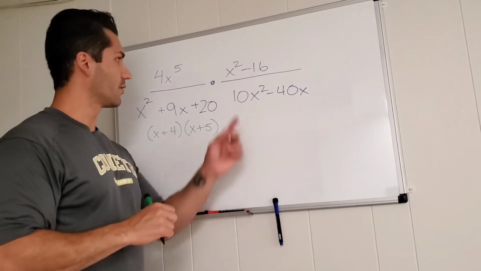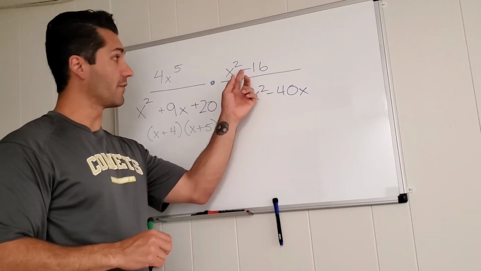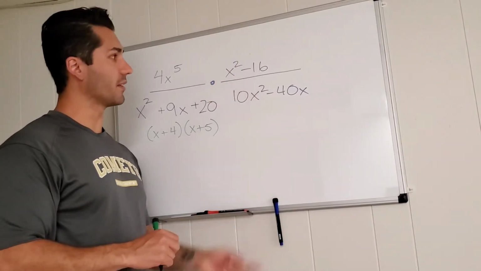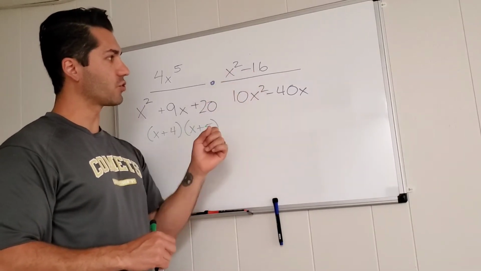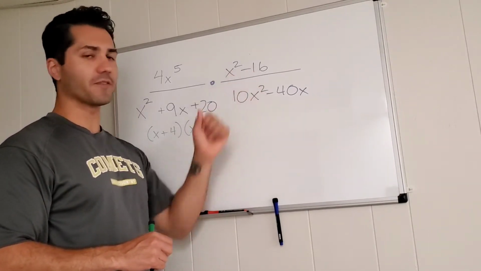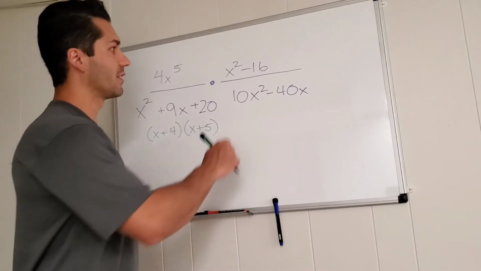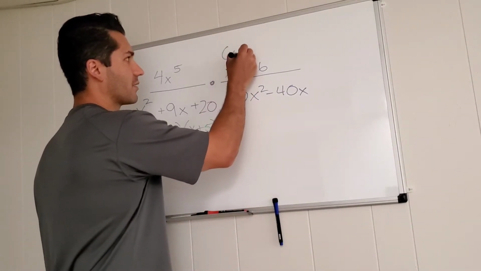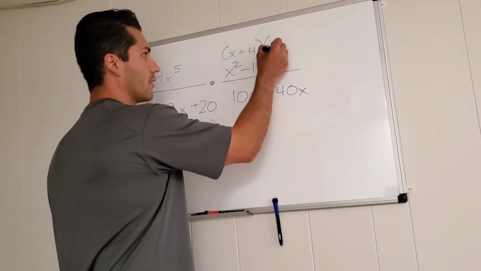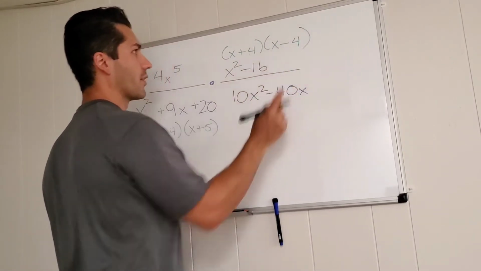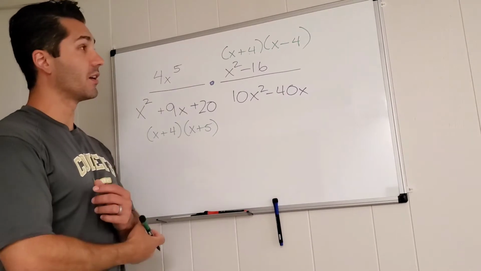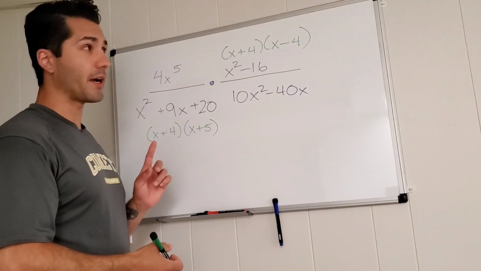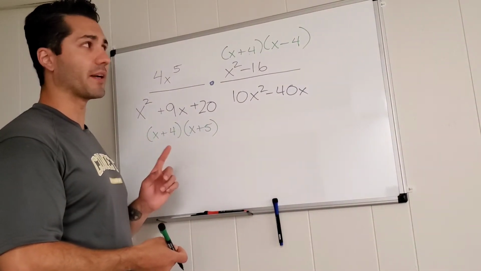This numerator should be your favorite one. If you forgot it, you'll remember it very quickly. It's the difference of squares. And if you remember, the difference of squares factors into conjugates. x squared minus 16 factors to (x plus 4)(x minus 4). Difference of squares.